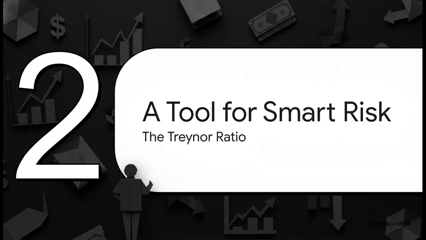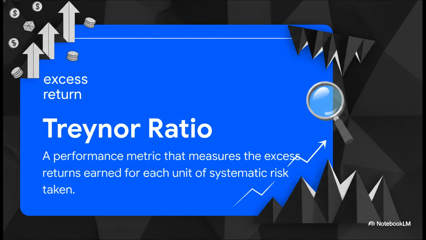And that's where the Treynor ratio comes in. It was created by an economist named Jack Treynor for this exact situation, to get past the size of a return and measure its quality. So what is it? Basically, the Treynor ratio tells you how much extra return you got for every single unit of market risk you took on. And that market risk has a special name, systematic risk. Understanding that term is the key to unlocking this whole concept.